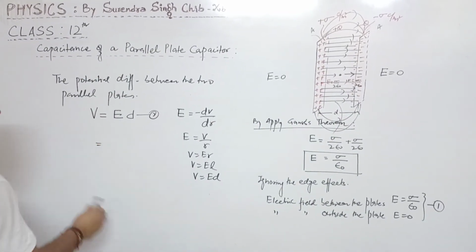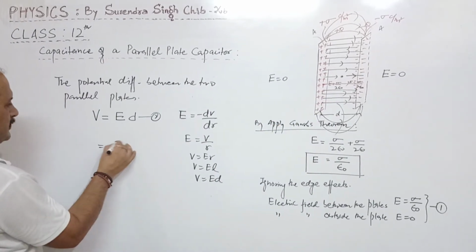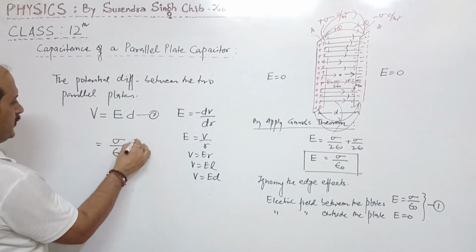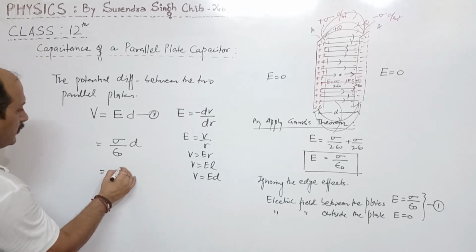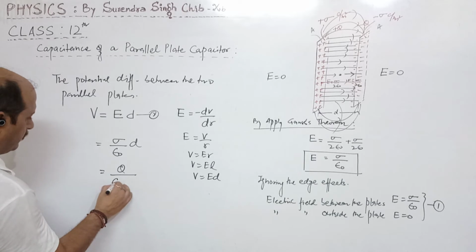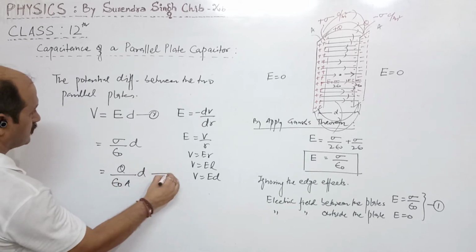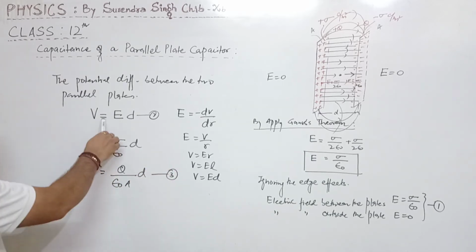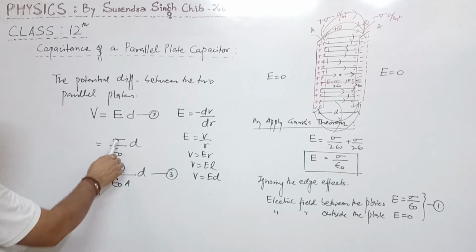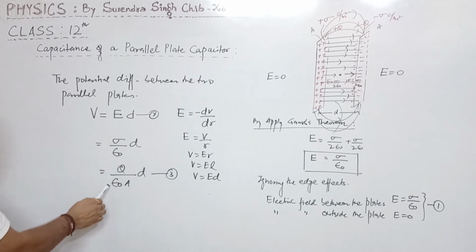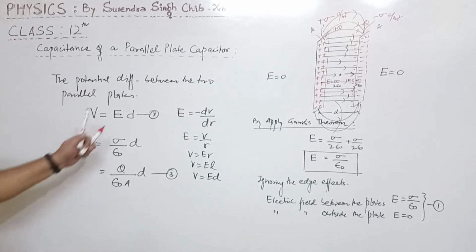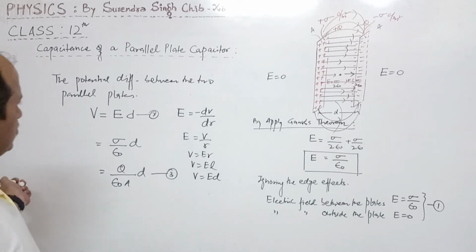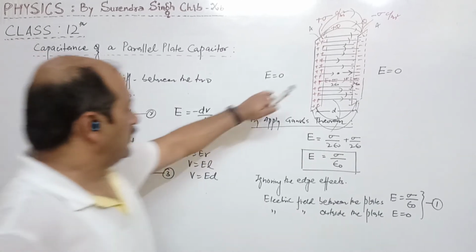So what is the electric field inside the plates? It is sigma by epsilon naught, into D. And what is the formula of sigma? Sigma is the surface charge density, it's Q upon A. So this is equation number 3. V equals ED. Put the value of E. Sigma is Q upon A, so V equals Q D by epsilon naught A. This is the potential difference between the two plates. This electric field is in between the two plates; outside the plates it is 0, so we don't need to find it outside.